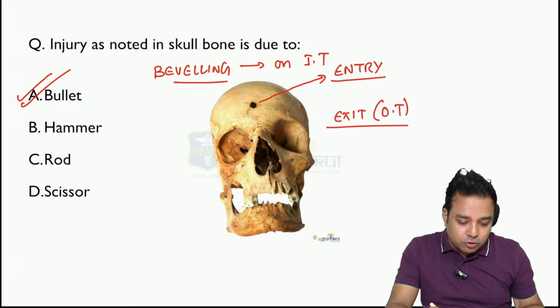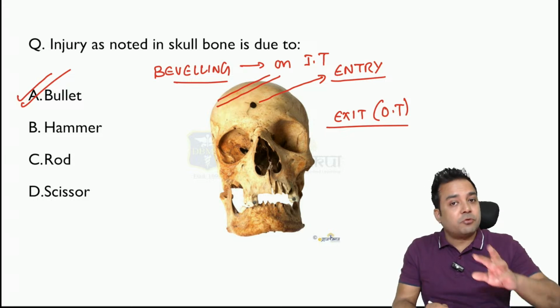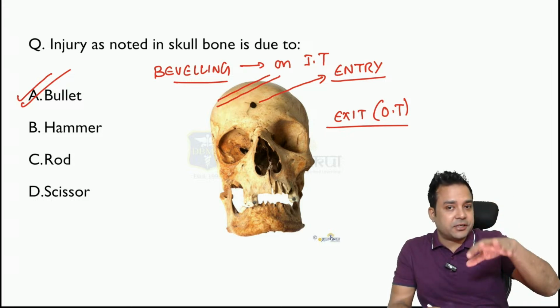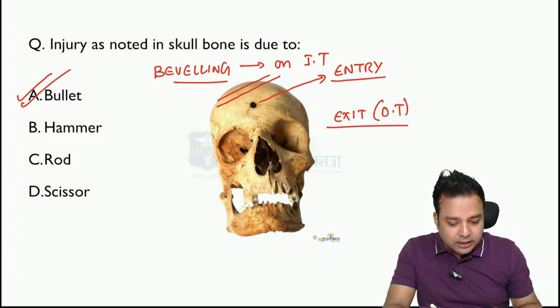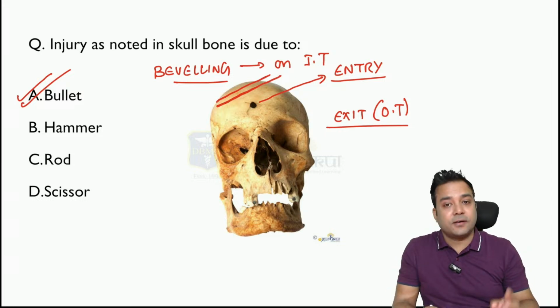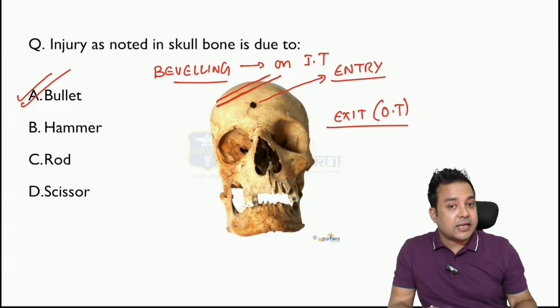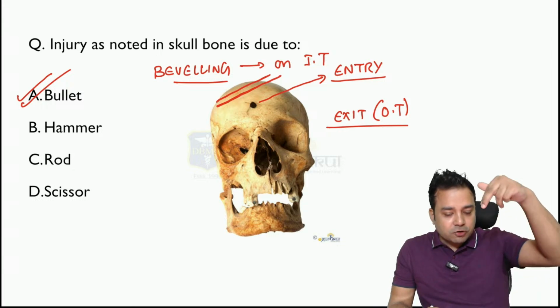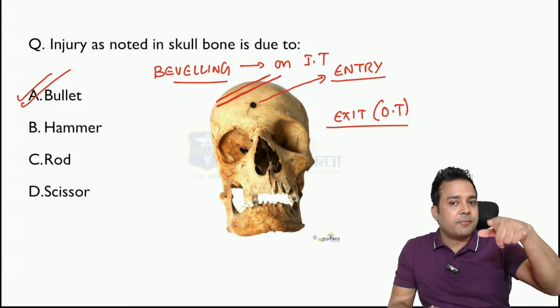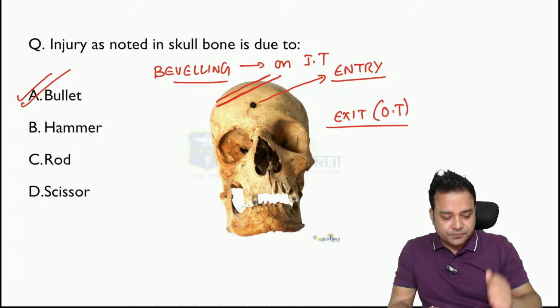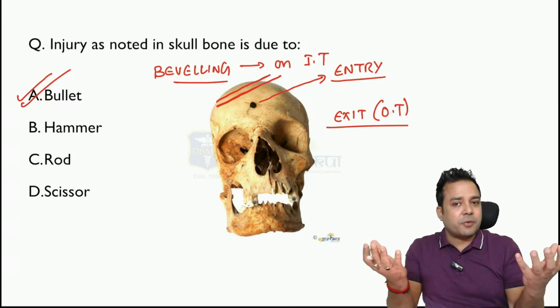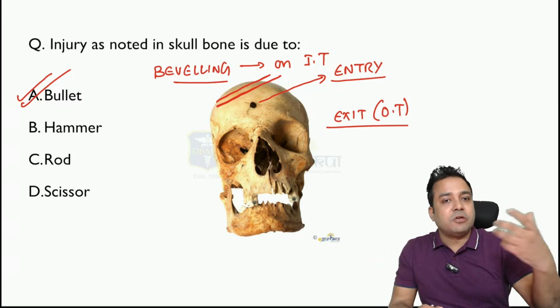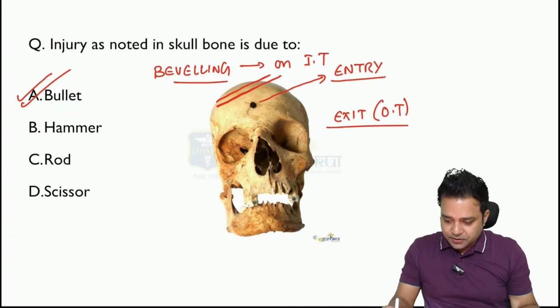Now suppose I show you a gutter-like fracture. That also will go with bullet injuries. Let us see the variations. Suppose I show you a gutter-like fracture. That also goes with bullet injuries, tangential bullet injuries. Suppose I show you a depressed fracture. Then the answer will become hammer. Okay. Rod will lead to comminuted fractures or can lead to linear fissured fractures.